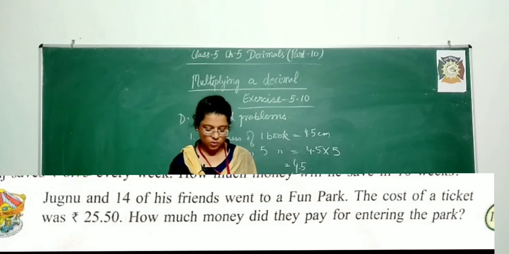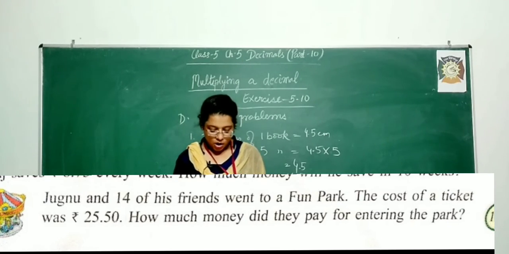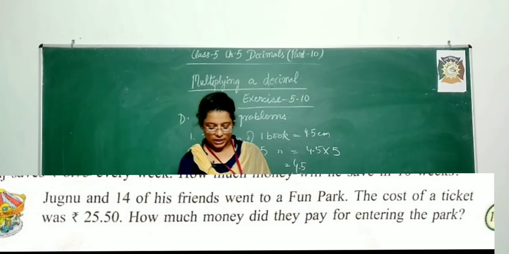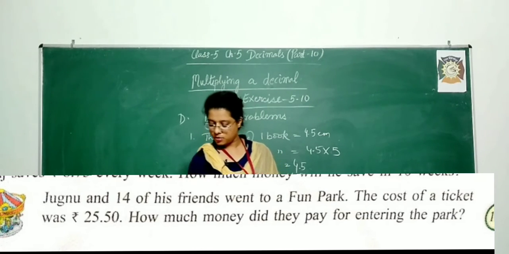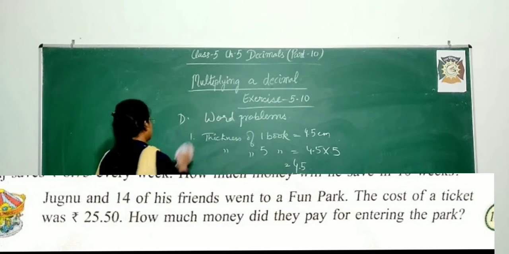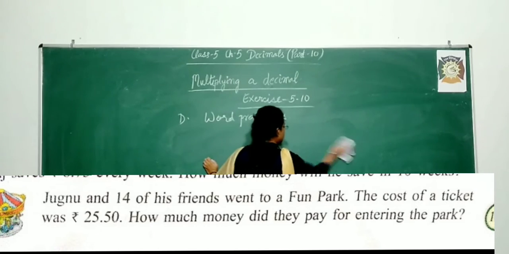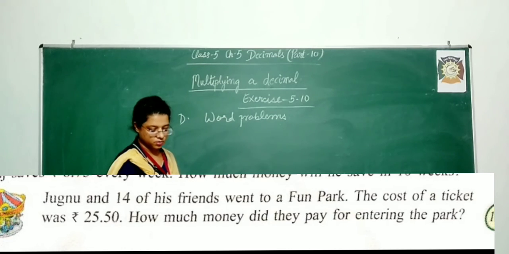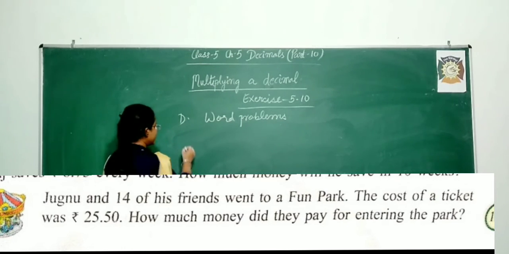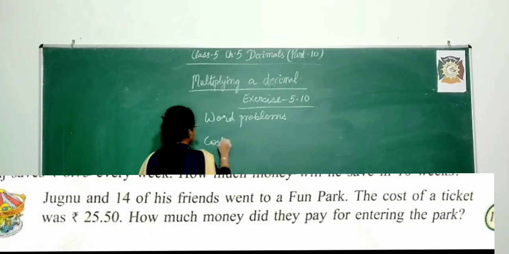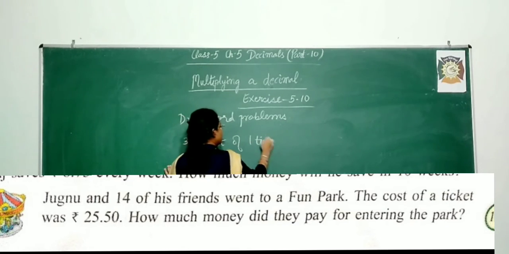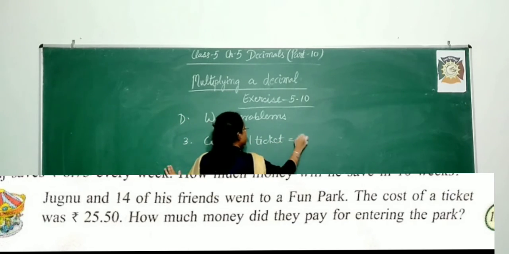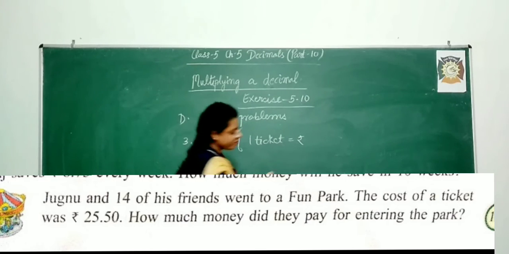Next is Jugnu and 14 of his friends went to a fun park. Cost of ticket was 25.50. How much money did they pay for entering the park? Let us do this one. Cost of one ticket is given to you to be equal to rupees 25.50.